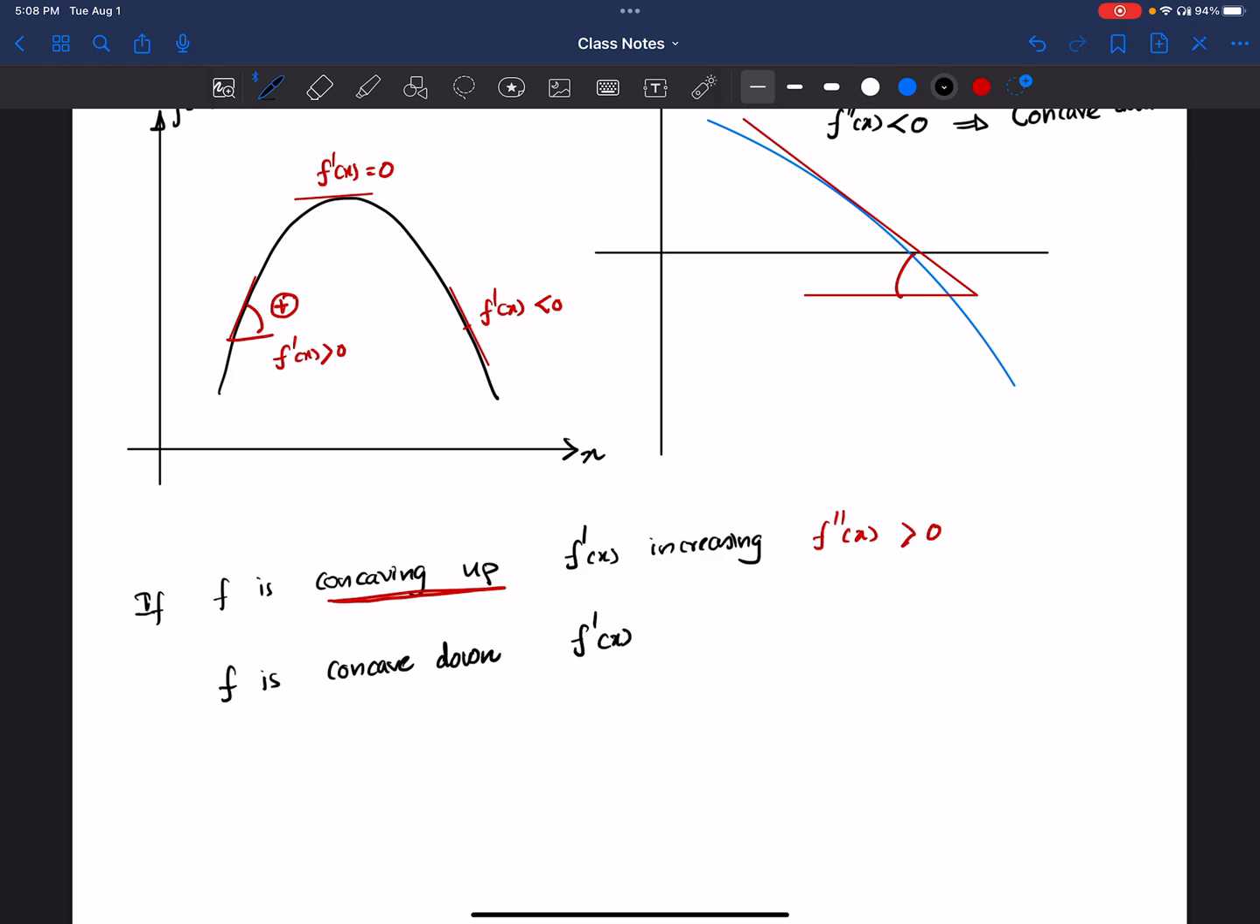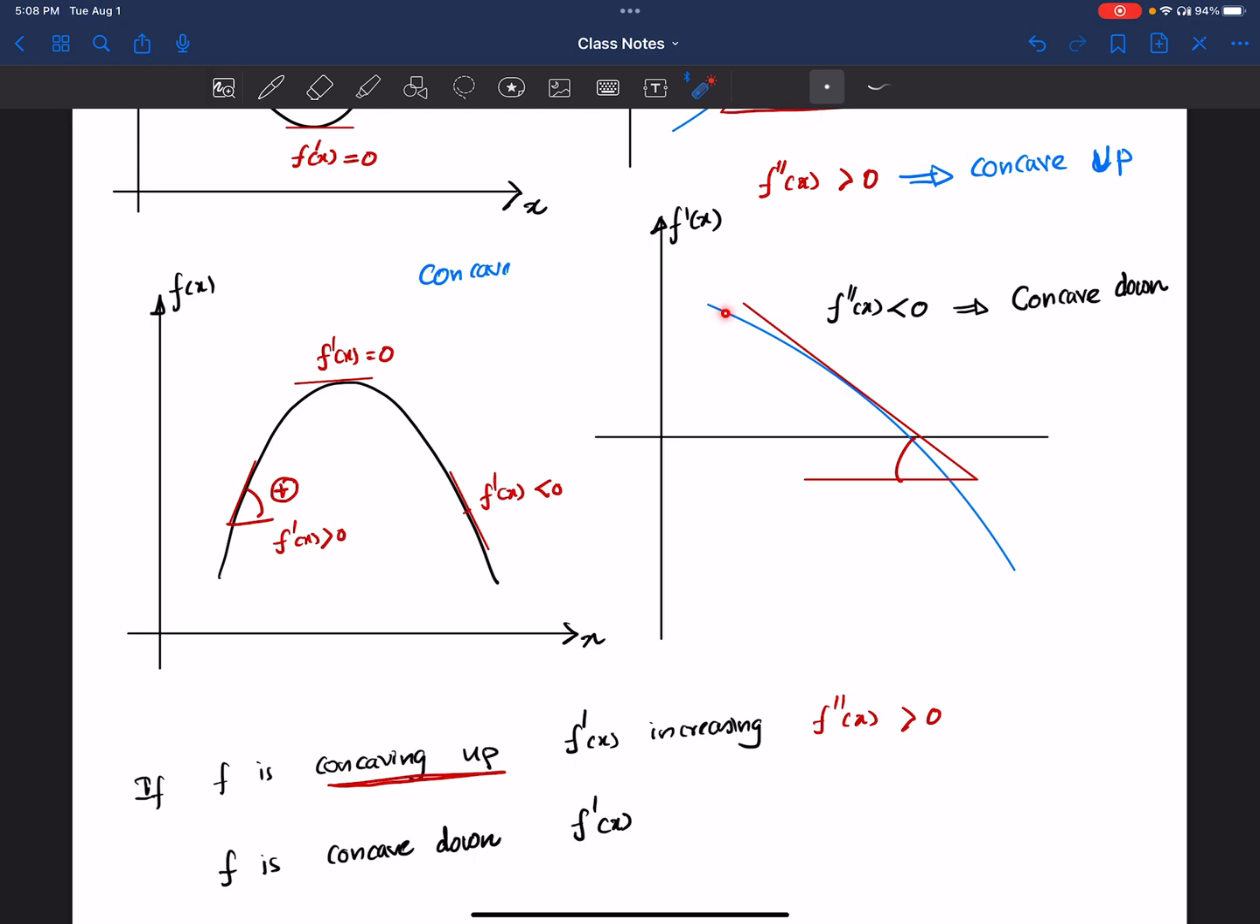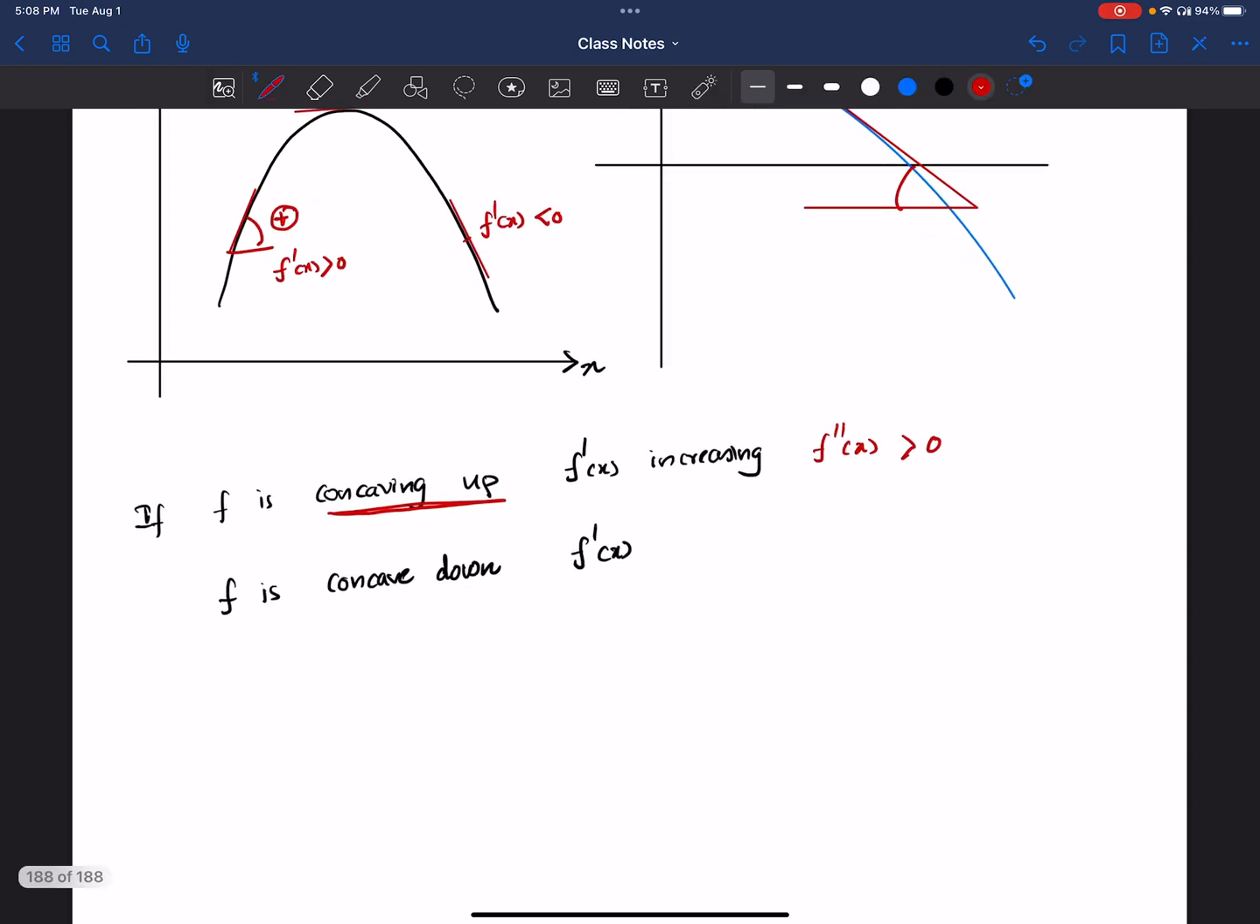f prime of x is decreasing. So for this function, you'll see f prime of x is decreasing, and the slope of the tangent line drawn to the curve of f prime of x, that is f double prime of x, is negative. So you can see that this is decreasing, but f double prime of x less than 0 for the concave down case.